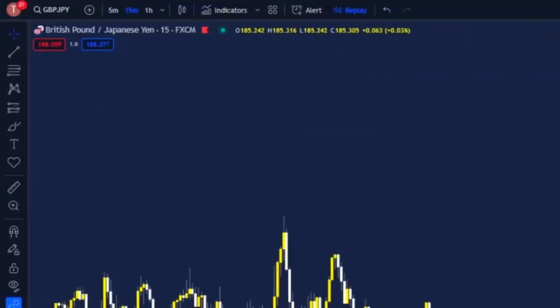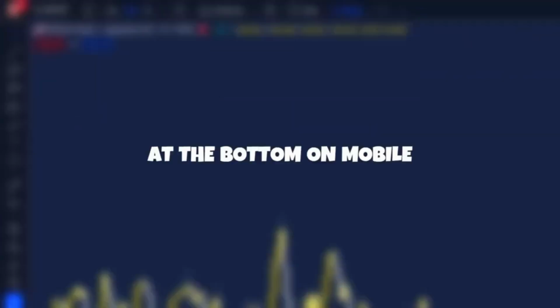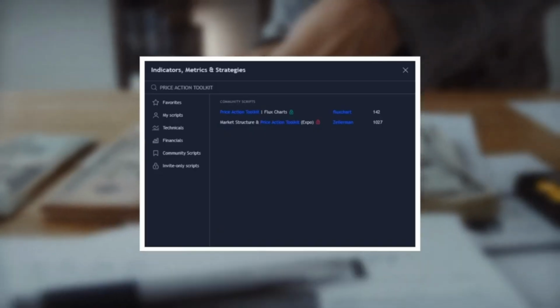So click on the indicators tab at the top left of the screen or down at the bottom on mobile, and we're going to search for the Price Action Toolkit indicator. Click once and add it to your chart.